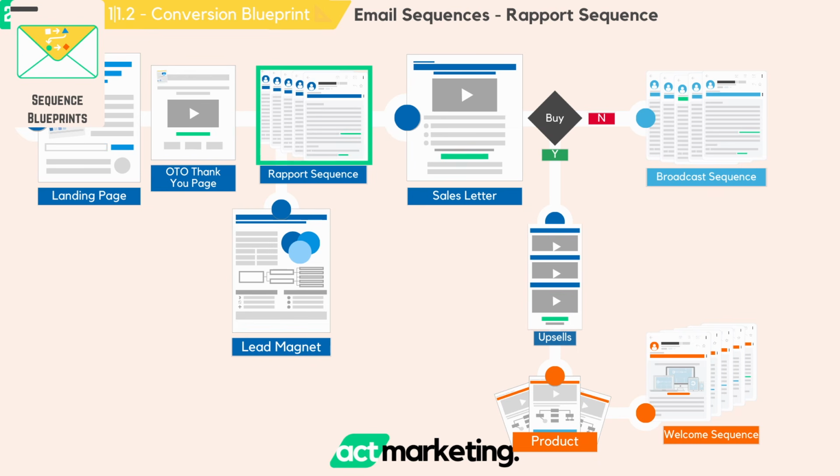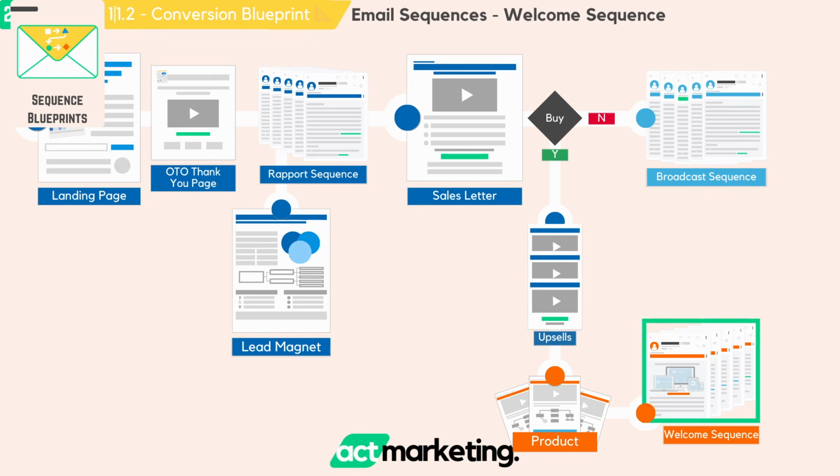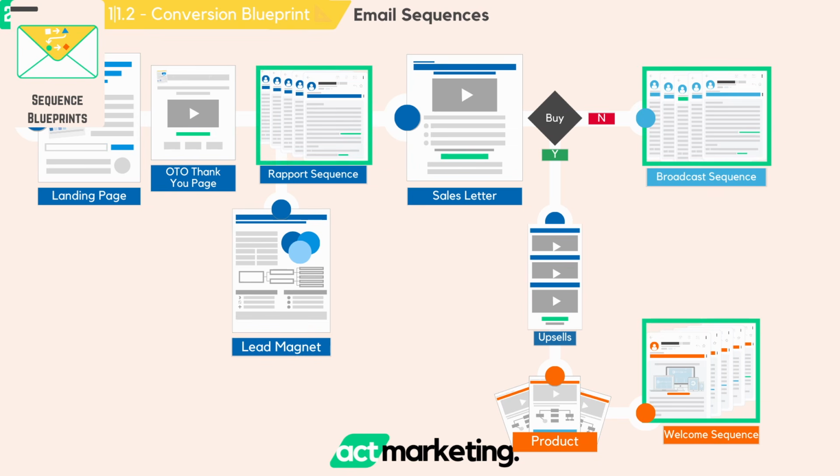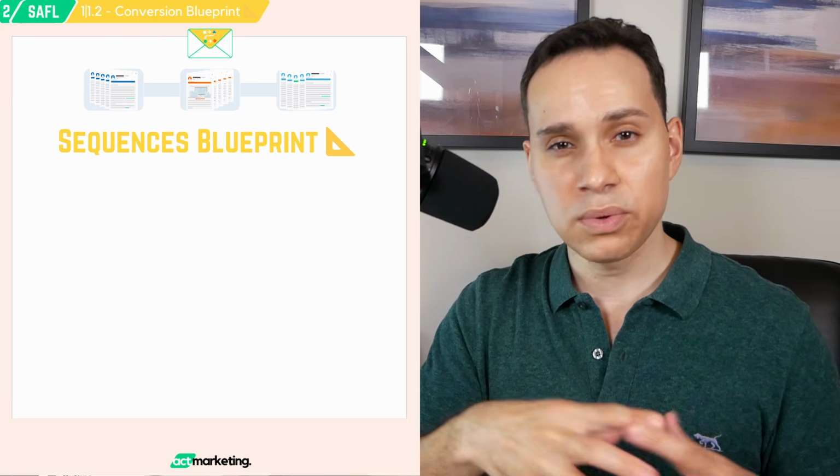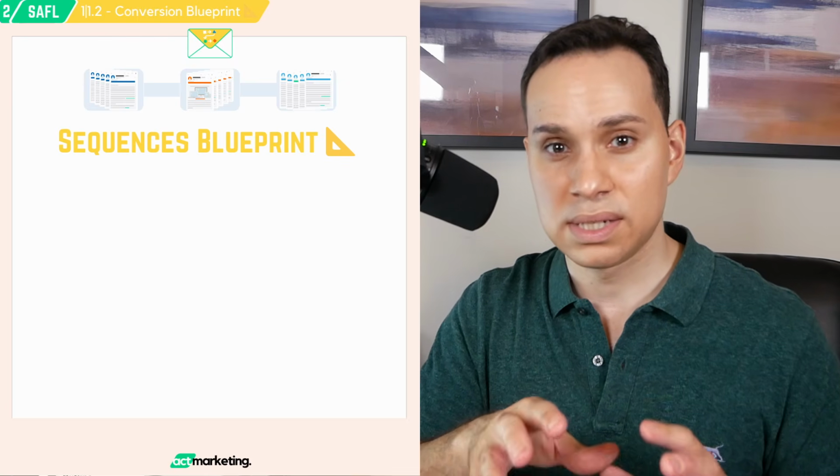But first, there are two other email sequences you're going to want to set up. Now, when it comes to your email marketing, these are the three I recommend. You have your rapport sequence, you have your warm welcome sequence, and then of course you have your broadcast sequence for the 95% of people who probably aren't going to buy and didn't unsubscribe during the first couple of days. So let's quickly go through what each one of these is designed to do.